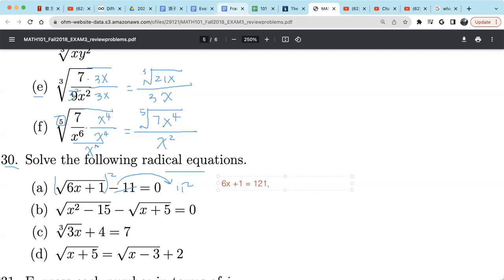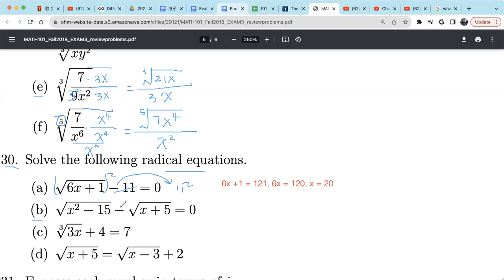Then minus 1 on both sides. We'll move positive 1 to the right-hand side of 6x equal to 120. And divided by 6 on both sides. So x equals to 20. That's for A. For B, we want to do the same thing.